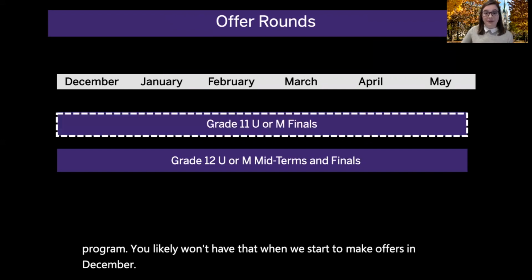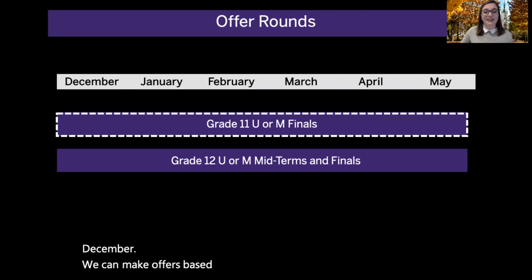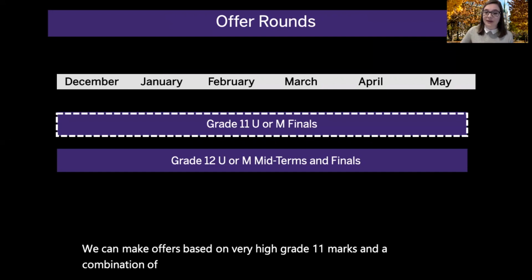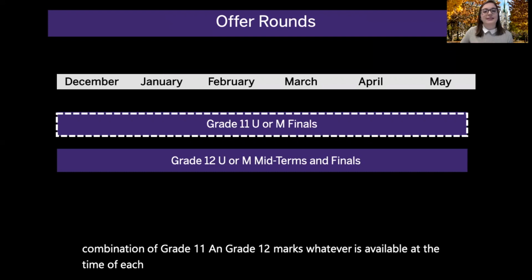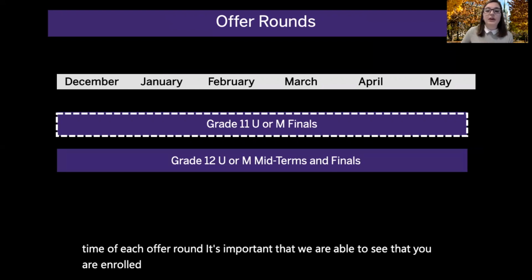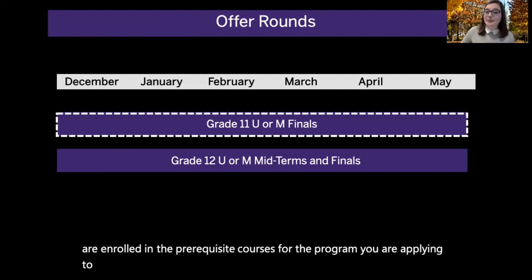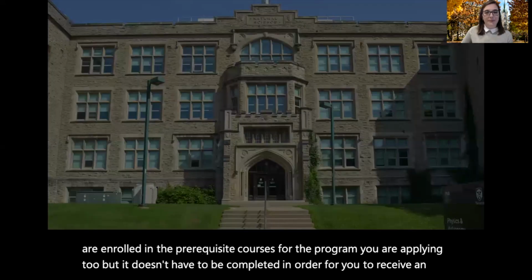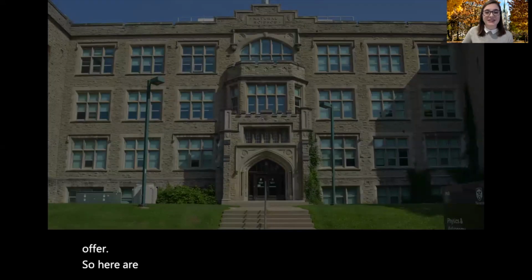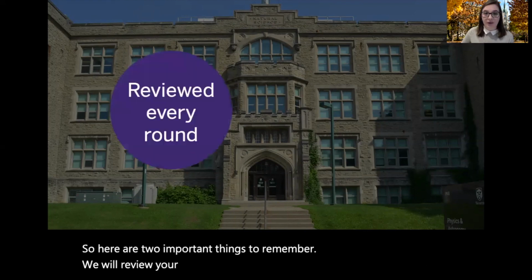We can make offers based on very high grade 11 marks and a combination of grade 11 and grade 12 marks, whatever is available at the time of each offer round. It's important that we are able to see that you are enrolled in the prerequisite courses for the program you are applying to. But it doesn't have to be completed in order for you to receive an offer. So here are 2 important things to remember. We will review your application with every single round.